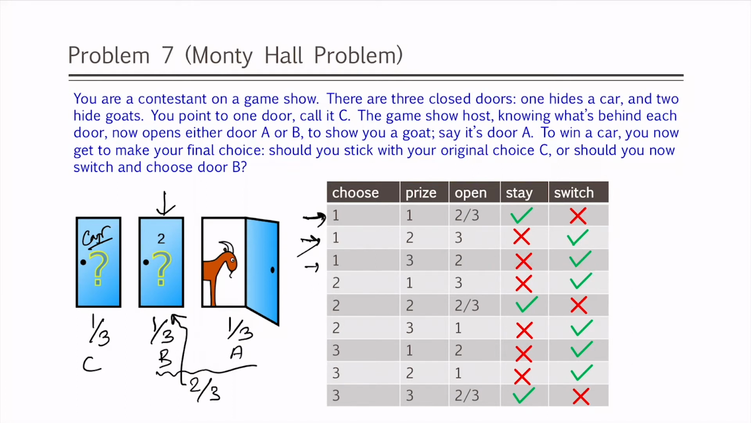So, you see if you choose 1, then 2 times you win if you switch and 1 time you will lose. Similarly, the same thing is true if you choose door number 2, there also 2 times you will win if you switch and 1 time you will lose. Similarly, if you choose 3, 2 times you will win and 1 time you will lose if you switch. So, if you switch you will win more often than if you do not switch. So, probabilistically it is always advantageous to switch.